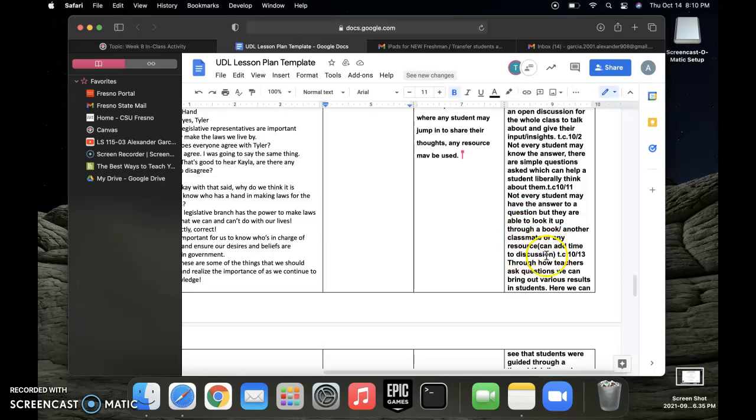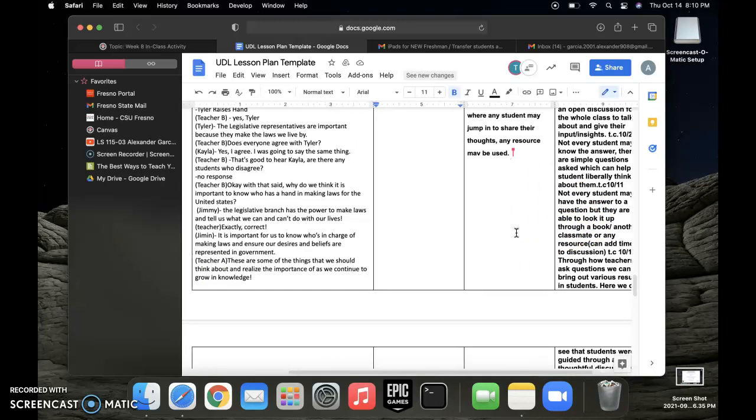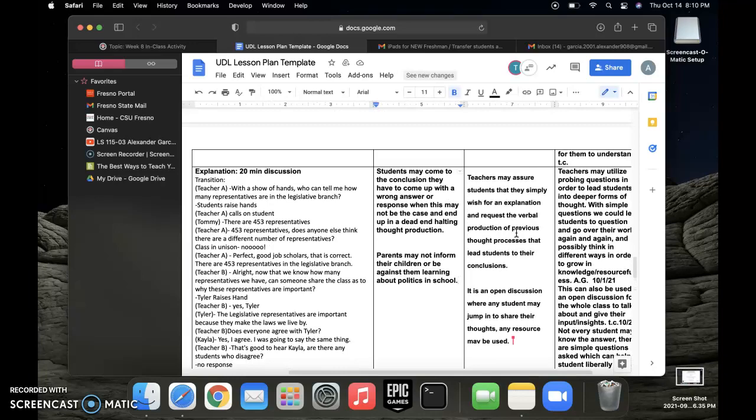Can add time to discussion. So this is just kind of stating that students can be pretty resourceful using their text, their other students, and they can also grow off of each other. And that's pretty much where we're at so far.